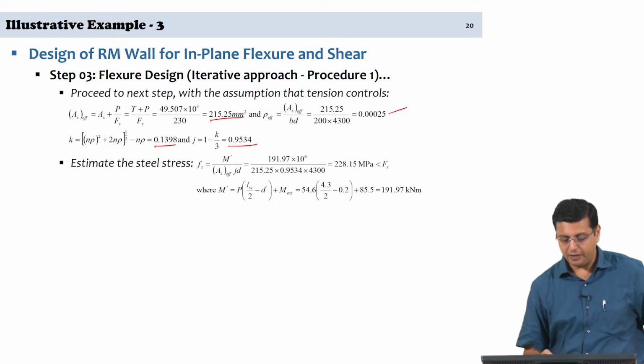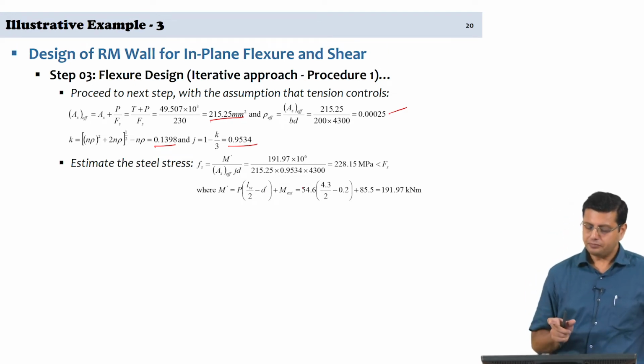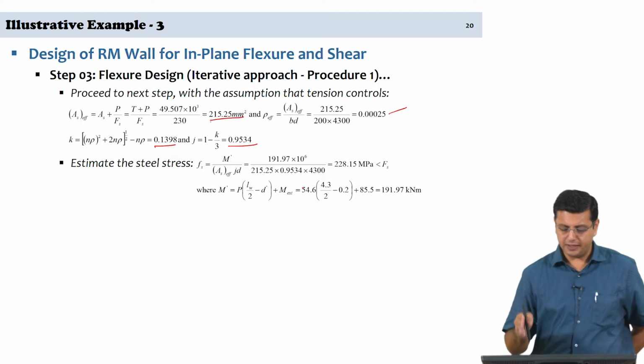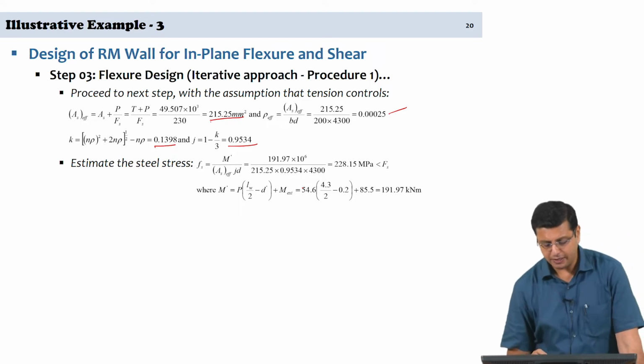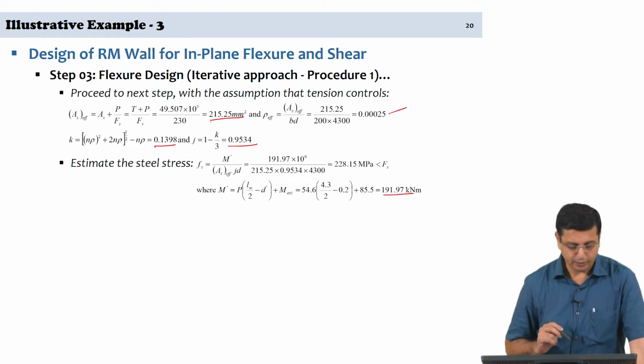So, that is P into Lw by 2, where Lw is the total length of the wall minus d dash, which is the distance to the centroid of the steel reinforcement from the edge. This gives us the additional moment to be considered along with M, the external moment itself, and this totally works out to about 191.97.